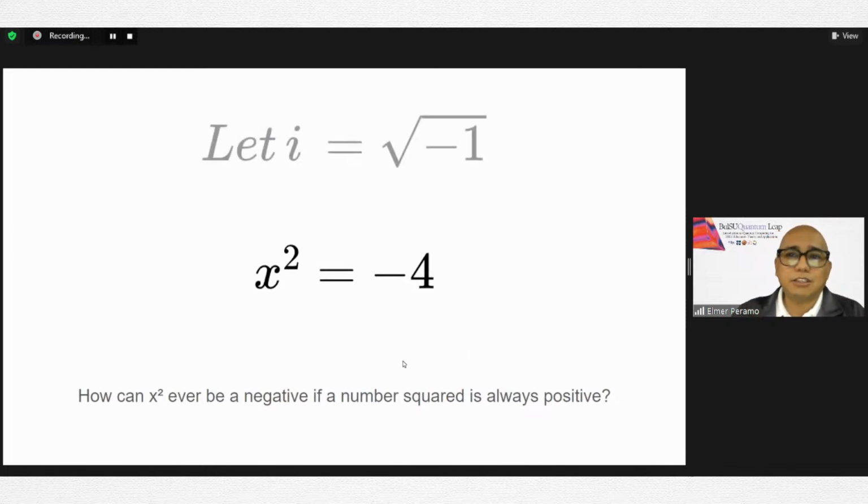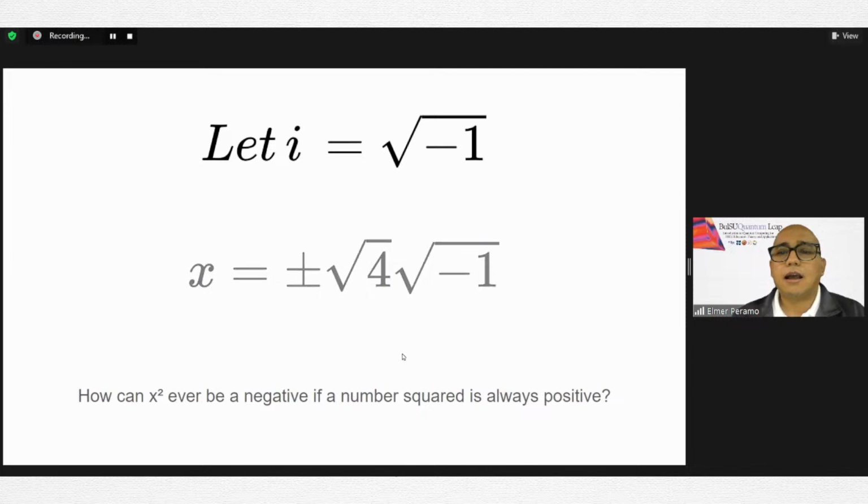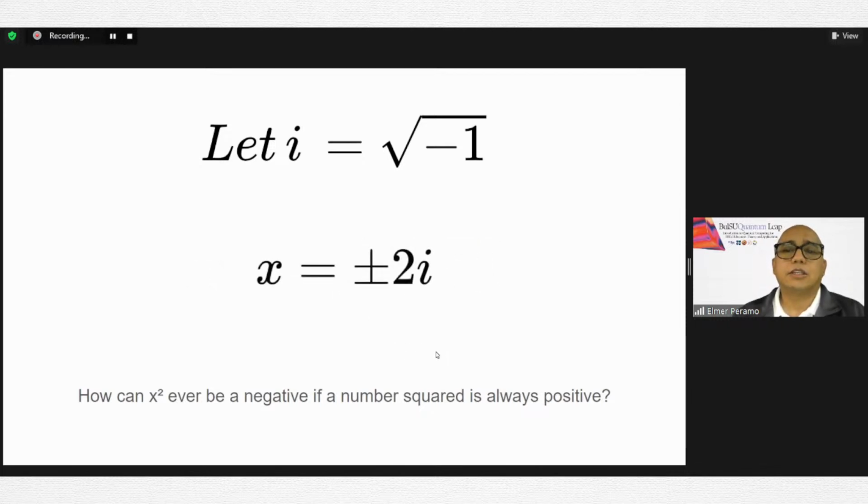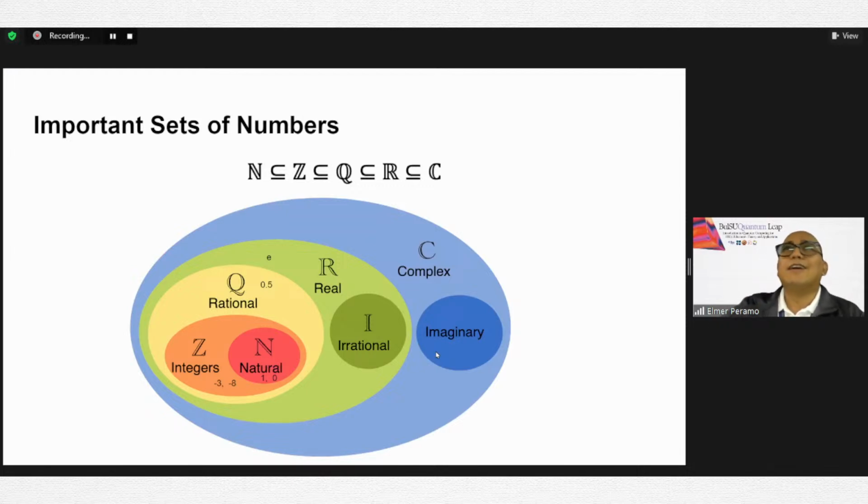So mathematicians from before invented the concept of i, or the imaginary number, where i stands for the square root of negative 1. With this tool, i equals the square root of negative 1, we can now solve this equation to be positive or negative 2i. As we navigate the mathematical world, we were first introduced to the natural numbers 0, 1, 2, 3 when we started to count, and later on, perhaps in grade 6, we were taught the realm of integers.